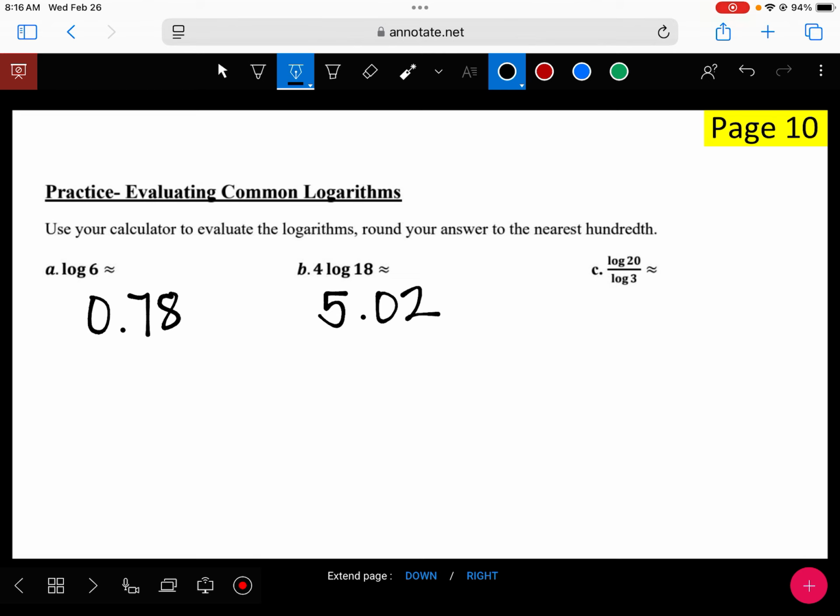All right, the last one is a fraction. So you have to hit that fraction button, the one that says N over D. Hit that button first. In the numerator, type in log of 20. And then arrow down. In the denominator, type in log of 3. And you should get about 2.73. Thumbs up if that's what you got. Anybody need help typing that in?